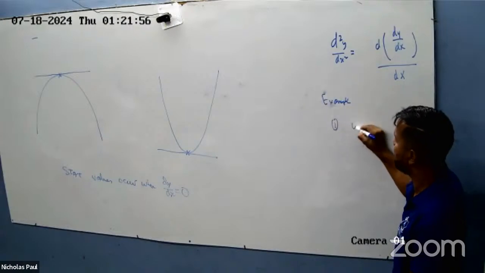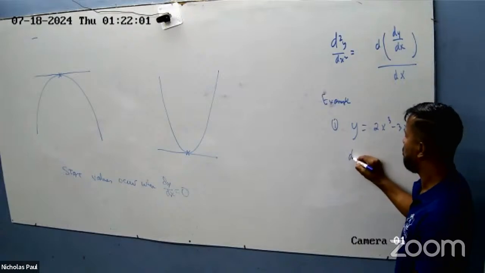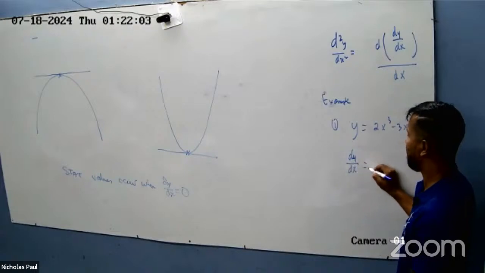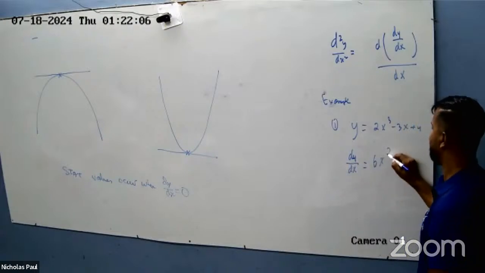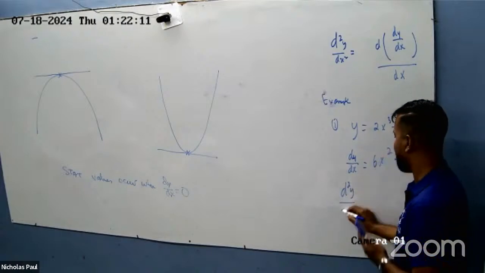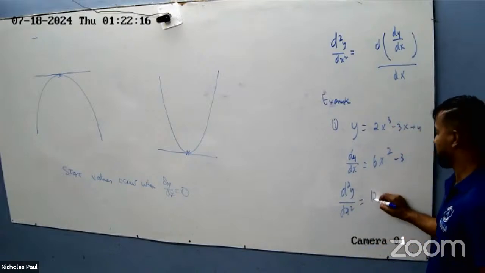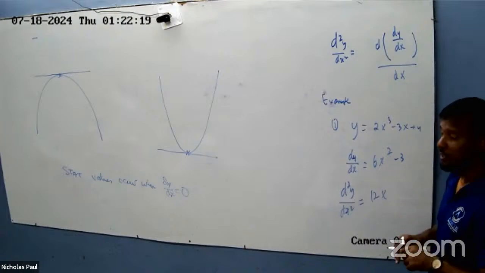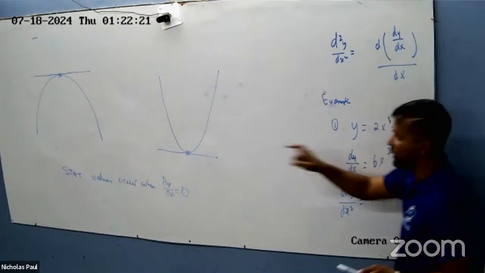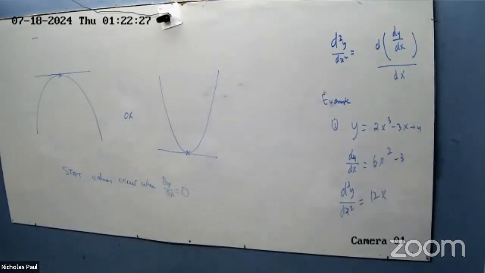If y is equal to 2x cubed minus 3x plus 4, what is dy/dx? 6x squared minus 3. So what is d2y/dx squared? 12x. That's all. So just go back and make a note of this and draw these two diagrams. Sorry about that, I made a mistake. Copy that out, please.